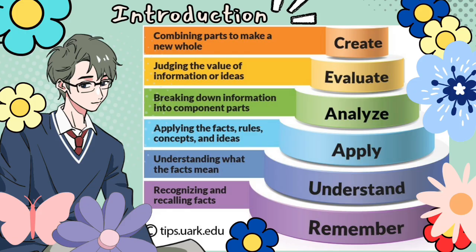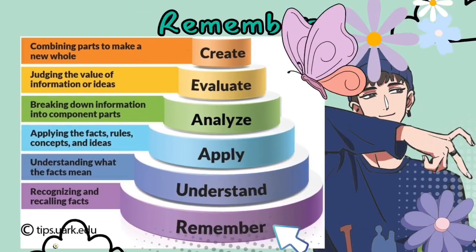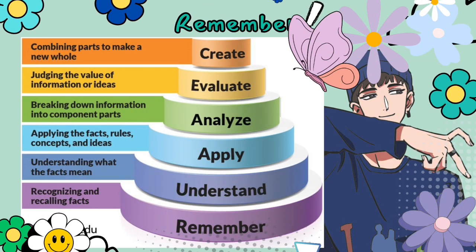The first level that we have on Bloom's taxonomy is remembering. This level focuses on recalling facts, terms, and basic concepts. It involves memorization and recognition, such as listing, identifying, or defining information. This level forms the foundation for deeper learning.